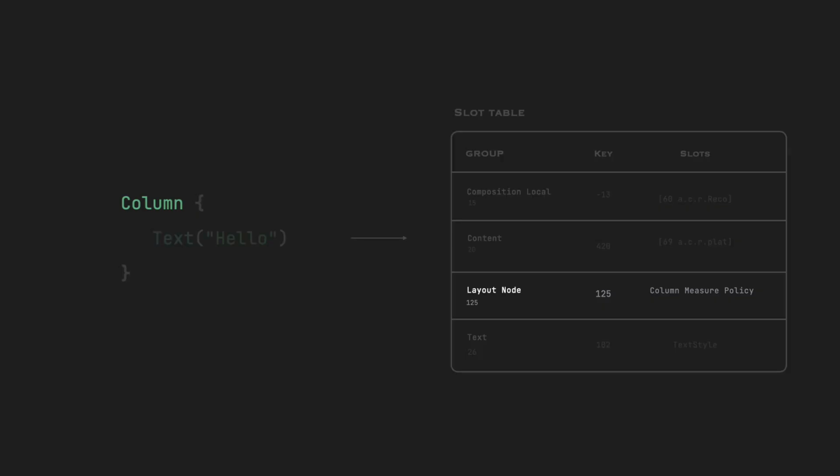The first thing you'll see is that each column, so the column in this case, is a layout node. So in the Compose UI tree, each item emits a layout node. And this layout node has a specific group value and also a key value, and also has an associated measure policy. It could be either a row, column, or a box. So you could also see that there's information about the text. The text in this case is a child node of column. It also has associated key and group value.